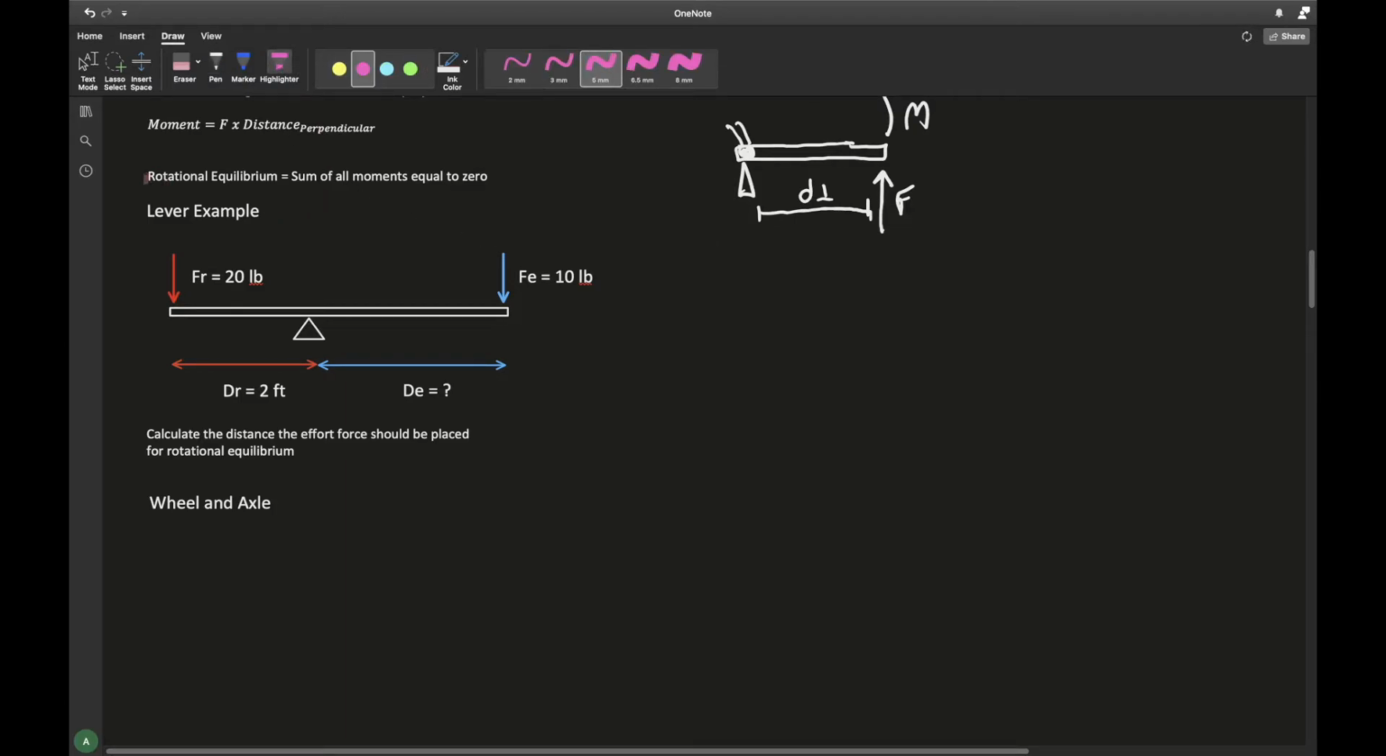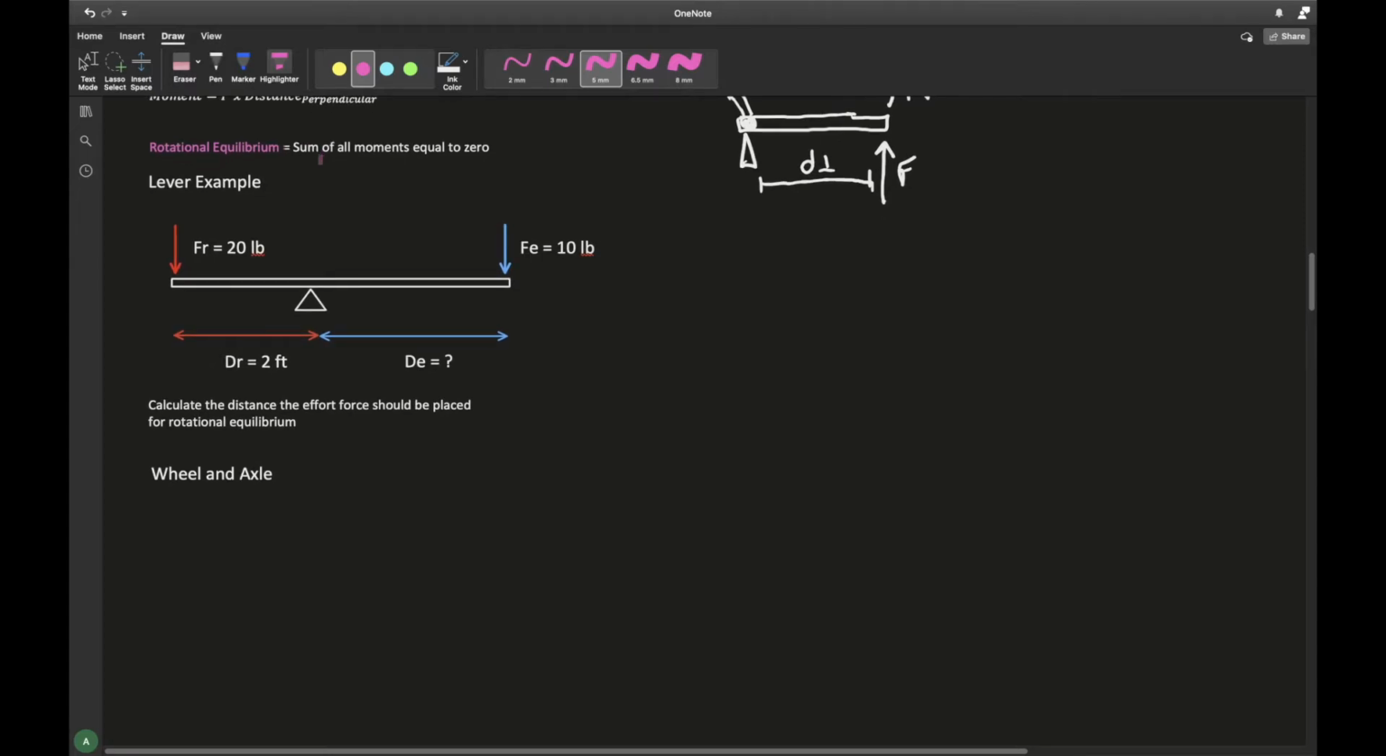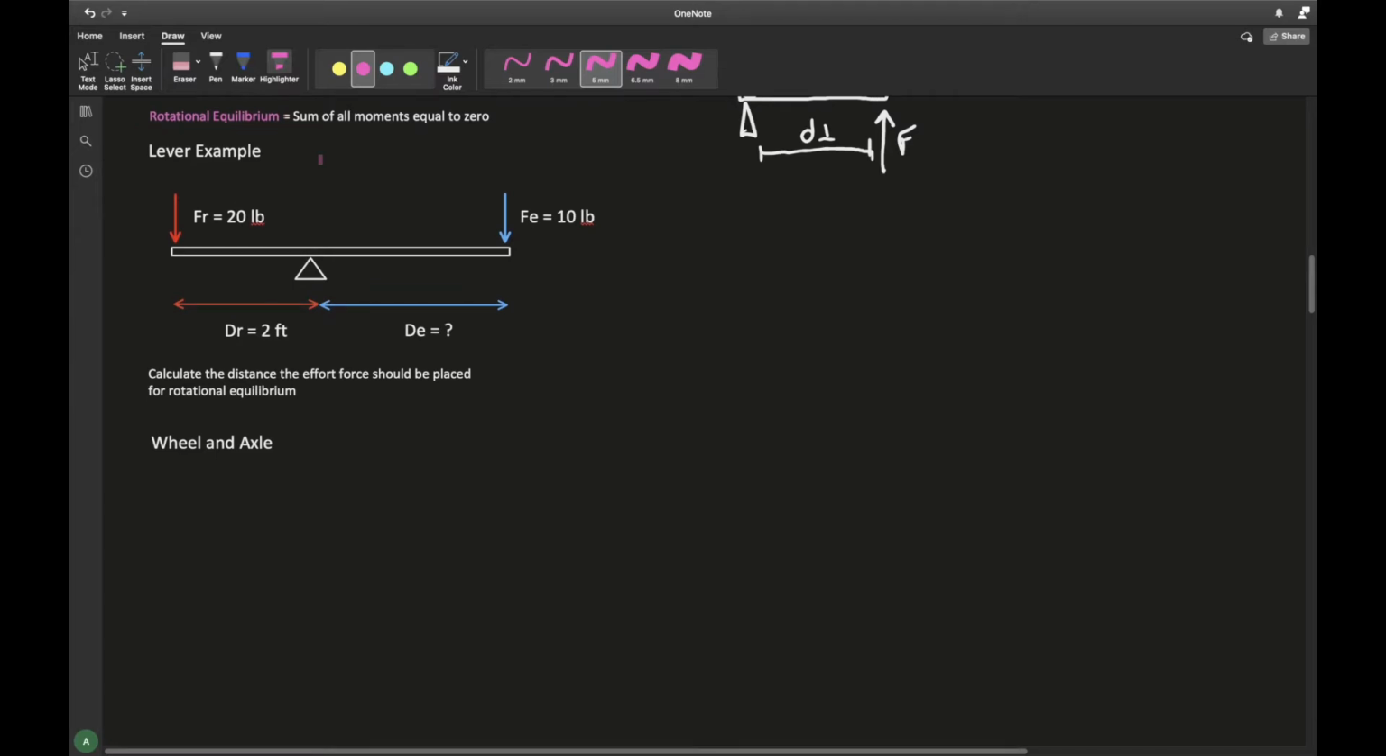Lastly, rotational equilibrium, which is what we're going to be achieving to get our mechanical advantage, is going to be the sum of all moments equating to 0. So we're going to take all of those turning moments that we calculate, and we're going to basically set them equal to each other, and they will cancel each other out. So whatever turning moment the resistance carries, the effort is going to counteract.